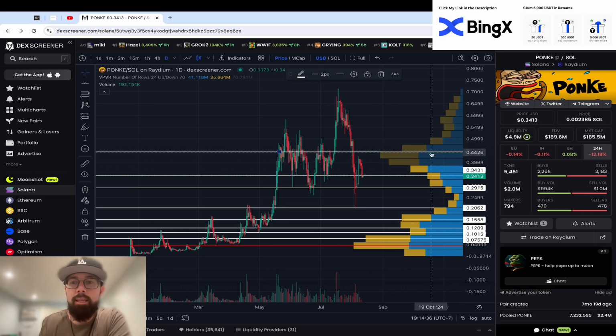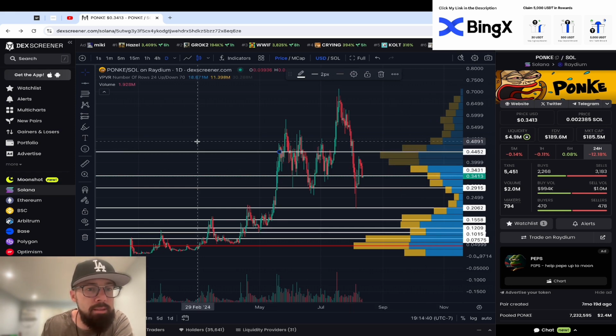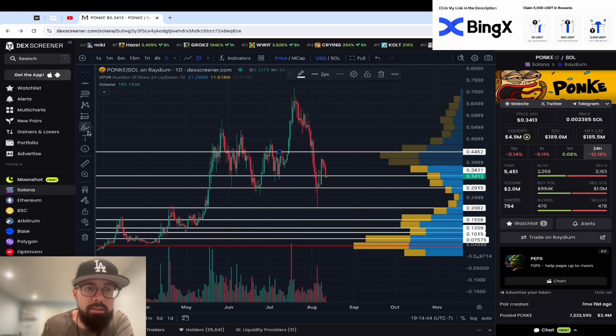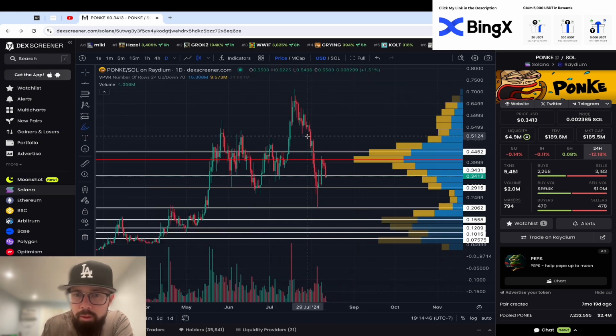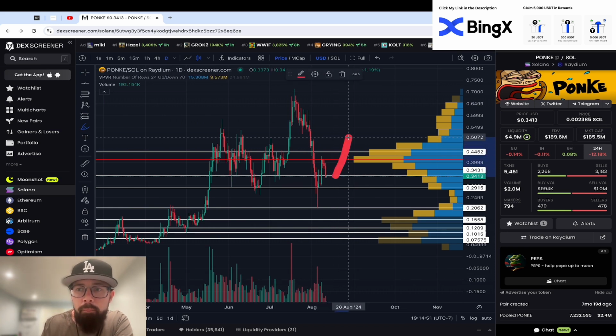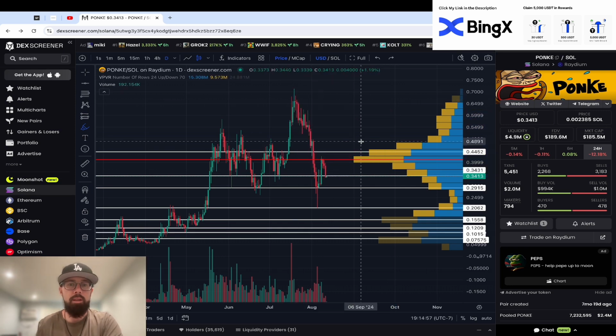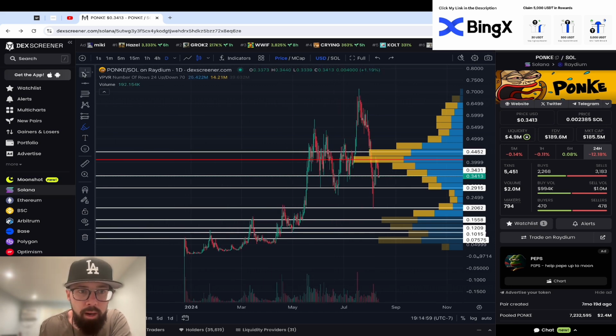So just looking at this, I'd say once Ponky crosses 44 and a half cents, that's a key level. So that's a key level of resistance. Once it crosses 44 and a half on coinciding volume down here, breaks through, turns old resistance into new support and continues upward, that would be a good confirmation that the uptrend is resuming, all right?